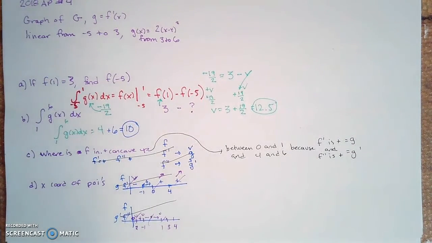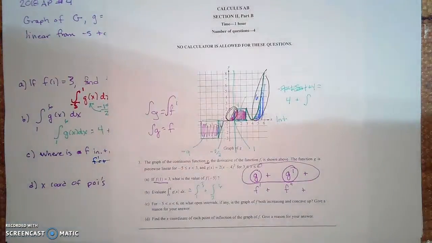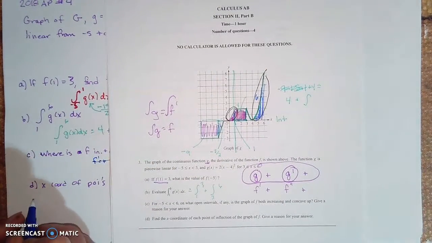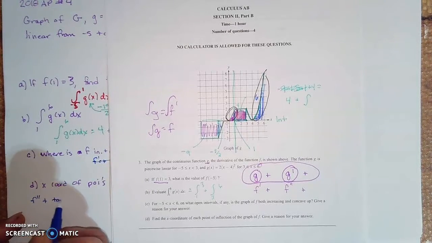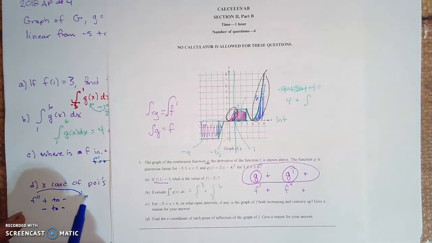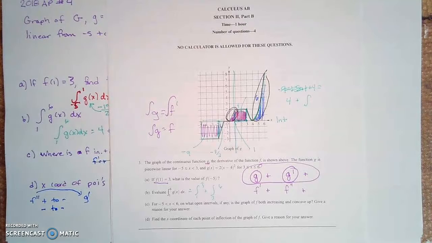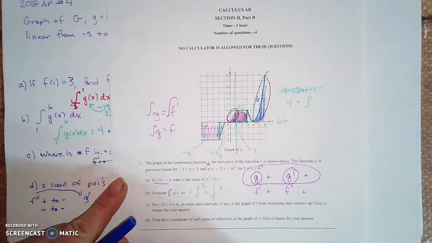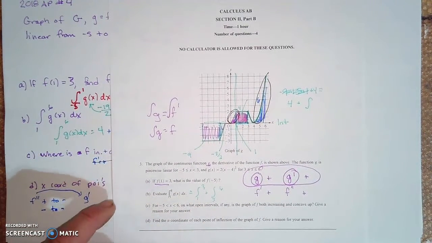Okay, let's take a look at the last part. The last part wants to find where any points of inflection are. So points of inflection for f would be anywhere where f double prime changes from positive to negative or negative to positive. And f double prime on that picture is represented by g prime. So is there anywhere on the graph where the slope changes from positive to negative or negative to positive? So I'm going to look around. Find where the slope changes from positive to negative and negative to positive.